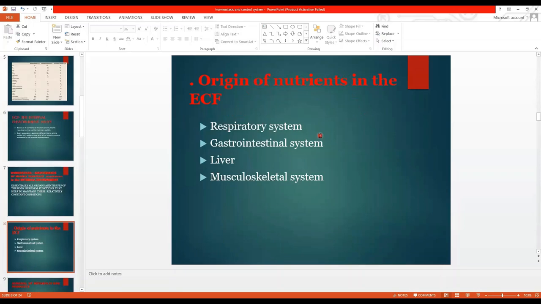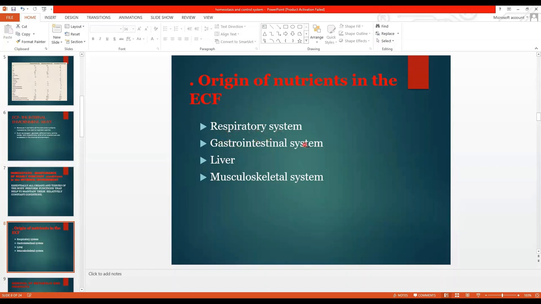Now comes the origin of nutrients in the ECF. Various systems of our body are responsible for the origin of nutrients. Let's see them one by one. So number one is the respiratory system or the lungs. The lungs are responsible for the oxygen uptake. When we inspire air and it reaches the lungs, they take in that oxygen and then deliver it to the cells for their functioning.